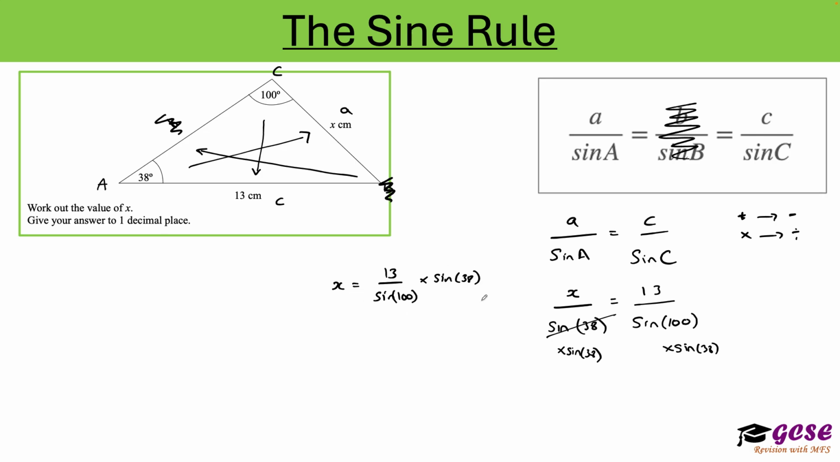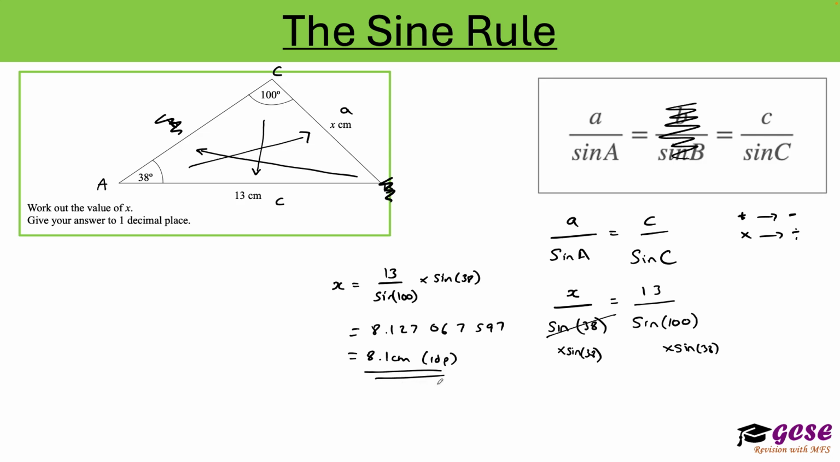Okay, and this you can just type into your calculator. So we've got 13 over sine 100 multiplied by sine 38. Okay, and that's going to give us an answer of 8.127067597. The question does say give your answer to one decimal place, so that's going to be 8.1 centimeters to one decimal place.